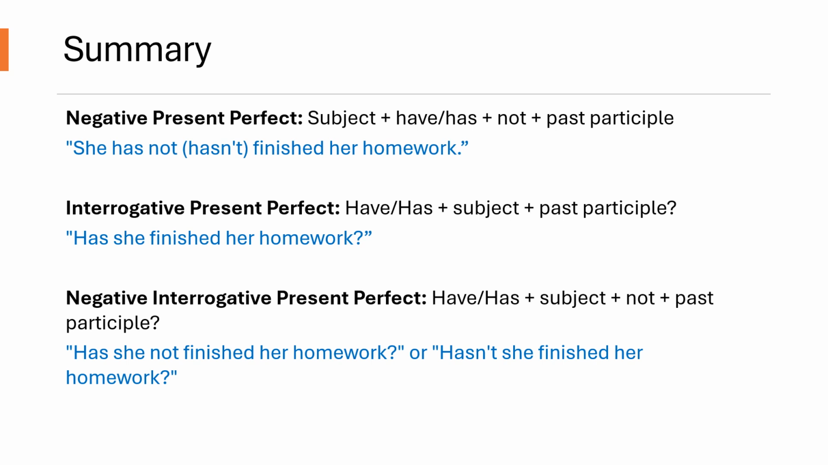Negative interrogative present perfect. Structure: have or has plus subject plus not plus past participle. Has she not finished her homework, or hasn't she finished her homework? By understanding these structures, you can form negative and interrogative sentences in the present perfect tense confidently.